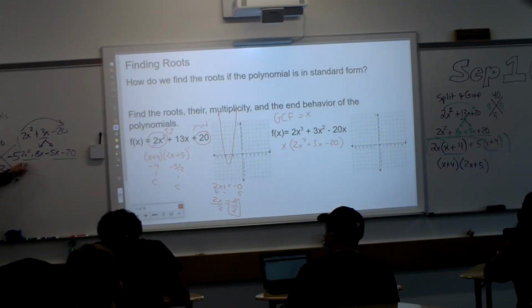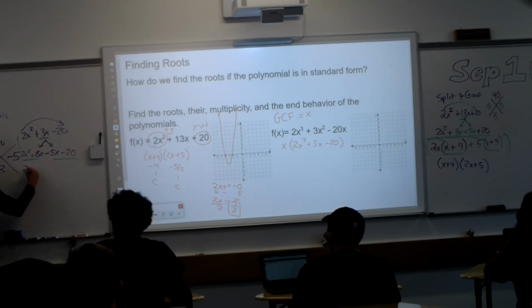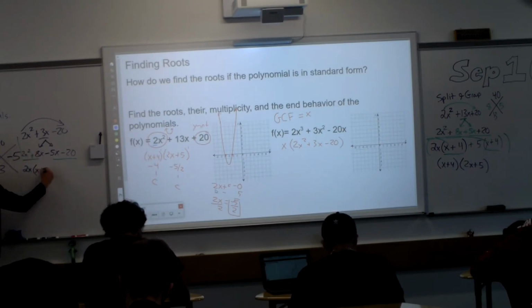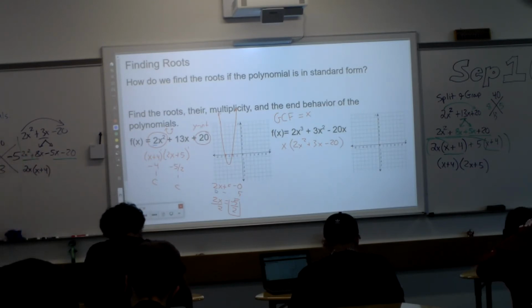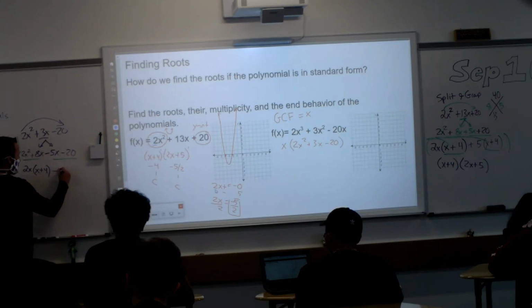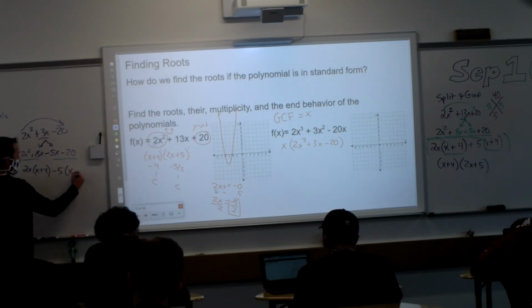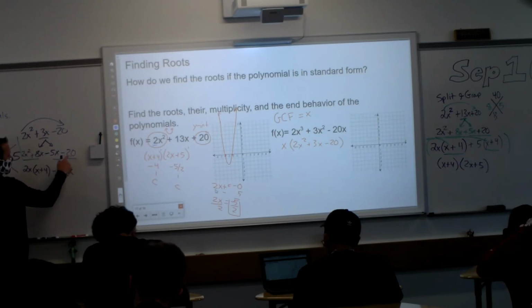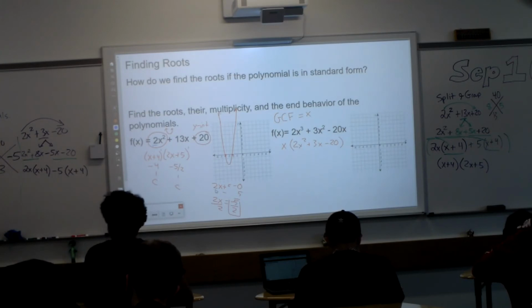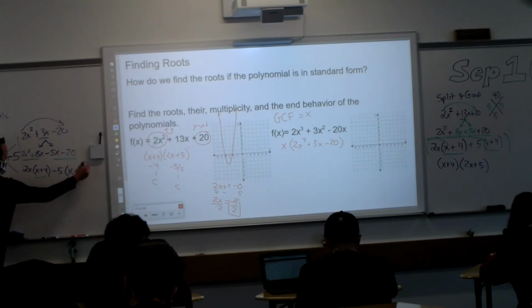Not 4, because I'm going to take out a 2, and then what else? An x. I'm going to factor out a 2x. That leaves behind x plus 4. Then you're going to take out your greatest common factor from the next group. What is that? Negative 5. What does that leave behind? X. And then negative 20 divided by negative 5 is plus 4. Do they match? Yes, that means we're doing it right.